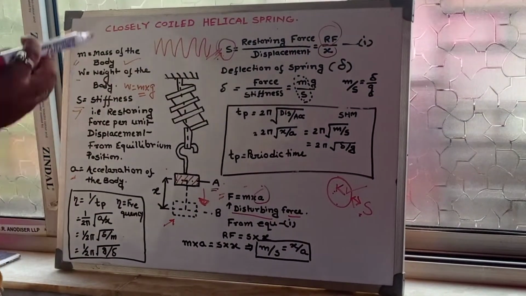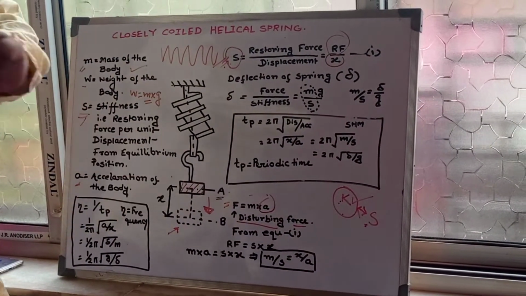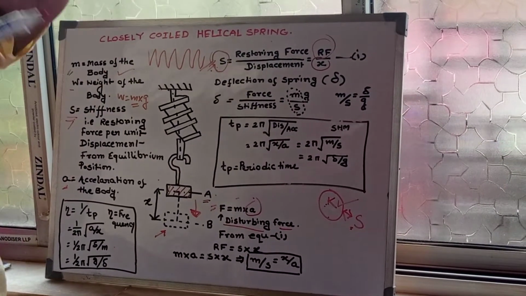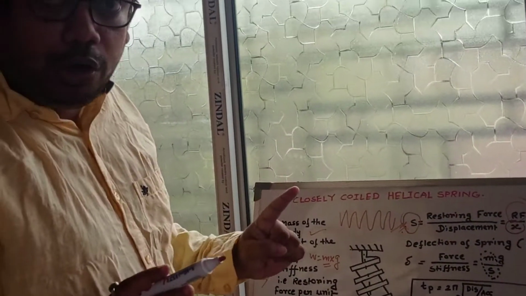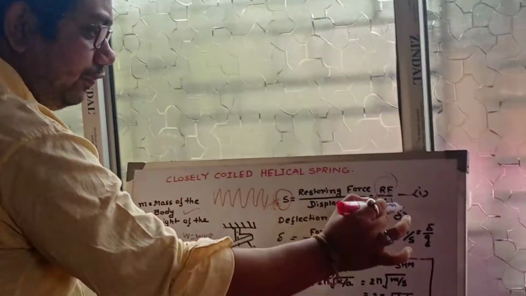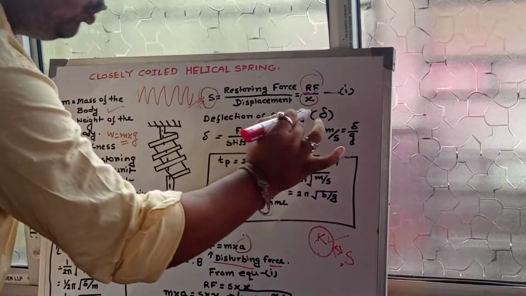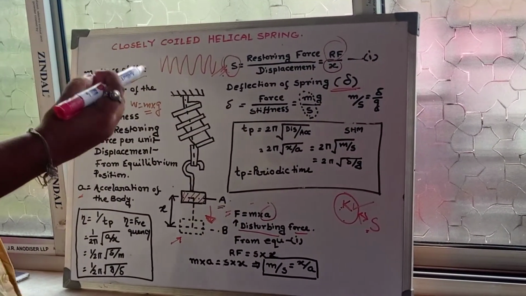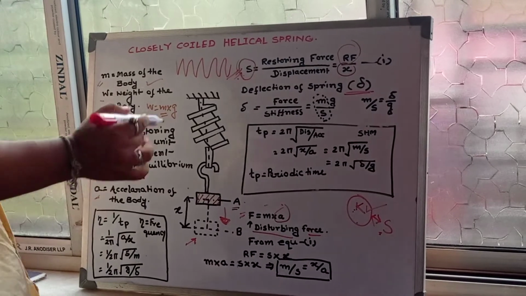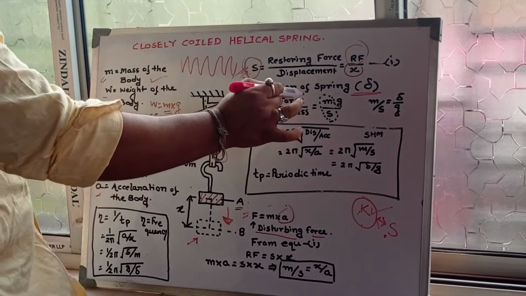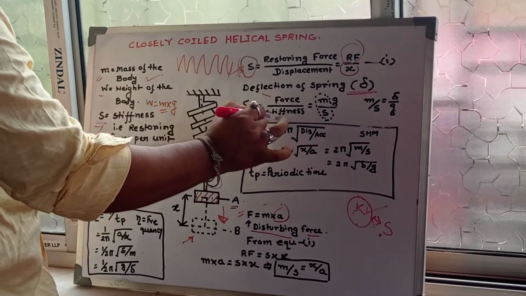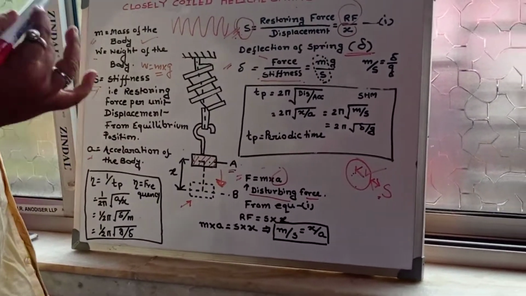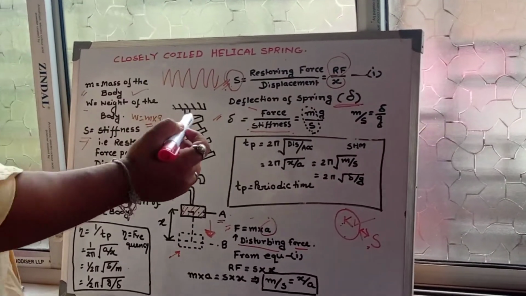Now after applying the force, that is the tensile force, what will happen? The spring will undergo deflection. What is the value of deflection? We will explain. But the notation we are using to explain the deflection is del. Now you can see deflection can be defined as the ratio of force by stiffness. Force by stiffness. And what is the force? You know, m into g.